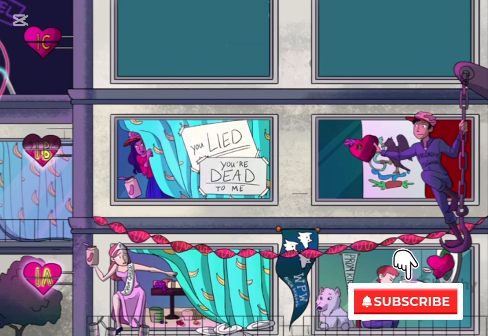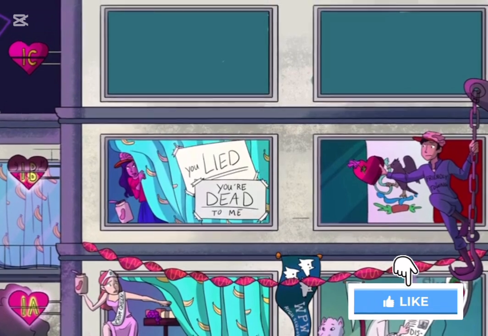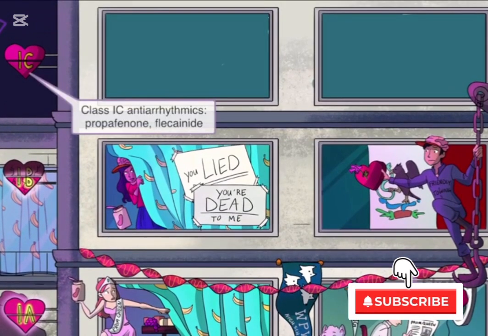It looks like there might be a chance for him after all. She may have left the country, but she's still wearing the trucker hat that he got her on their first date. Oh, looks like things are looking up as we take a look at the top floor of the Heartbreak Hotel to meet the occupants of Floor C, the Class 1C antiarrhythmic drugs.